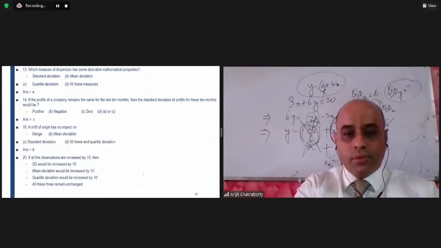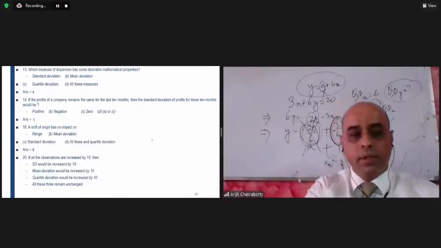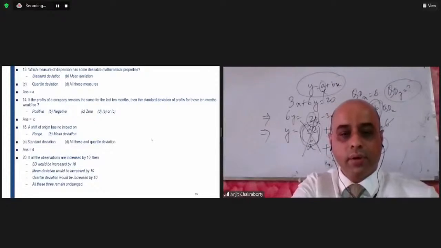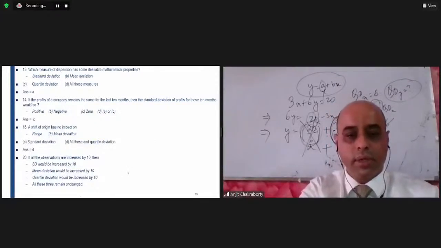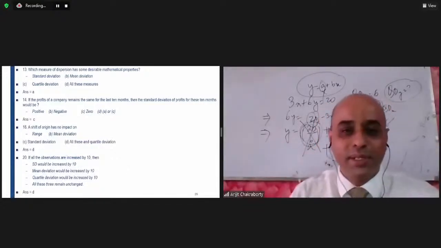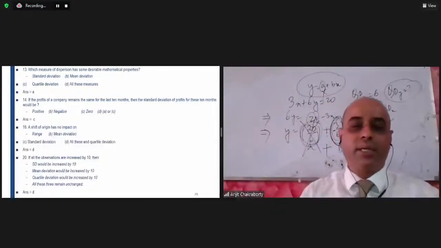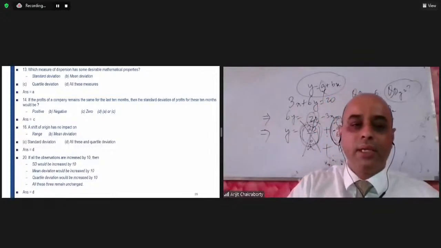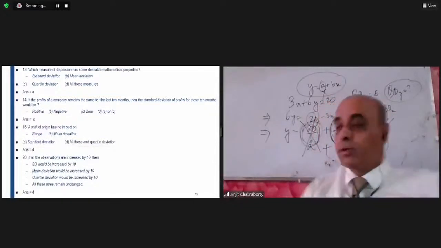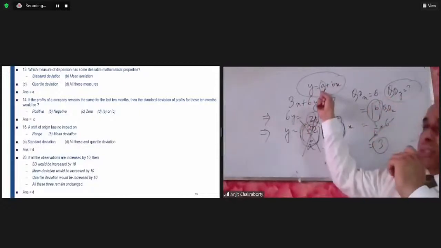Another beautiful question has come. If all the observations are increased by 10, then SD would be increased by 10, mean deviation would be increased by 10, QD would be increased by 10. All these remain unchanged. The answer is, since there is no change, there is no impact due to the shift. So even if you increase it by 10, there will be no impact on the standard deviation, mean deviation, and quartile deviation. They will remain the same, because as I said, there is no impact of the shift in origin.